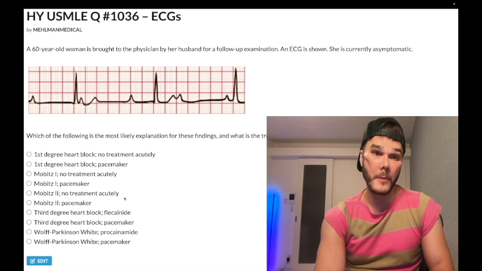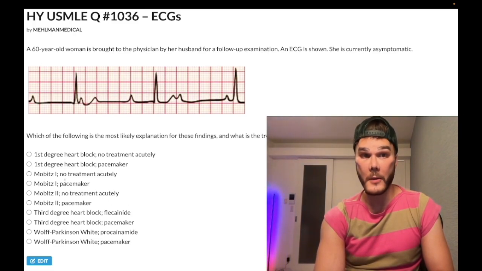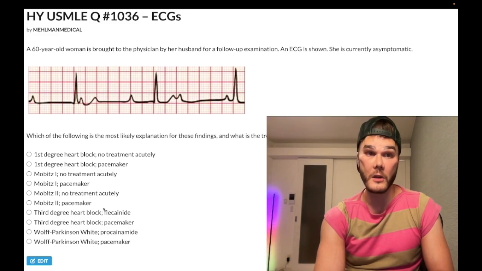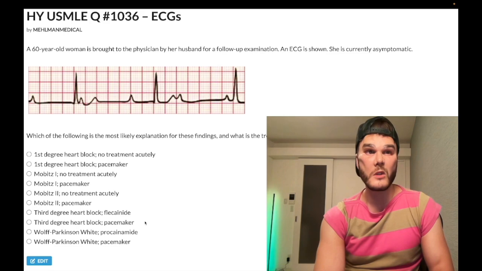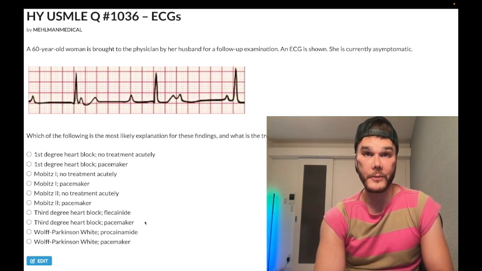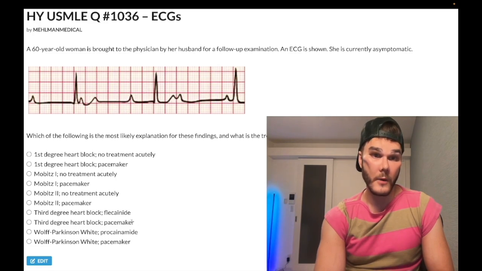Mobitz 2, you can have His-Purkinje fiber malfunction. We said first degree and Mobitz 1 are AV node, Mobitz 2 His-Purkinje. Third degree can technically be AV node or His-Purkinje. USMLE really doesn't care. I'm just elaborating for some of you who want some context. They want a pacemaker for USMLE. You need to know that pacemaker is for Mobitz 2 and third degree.